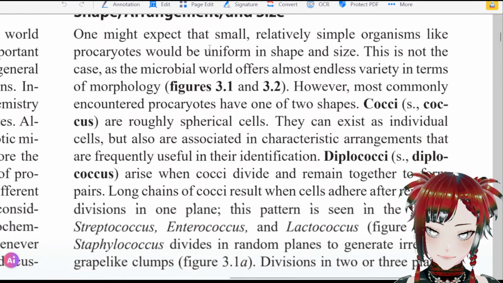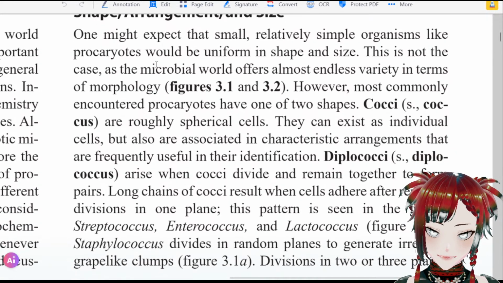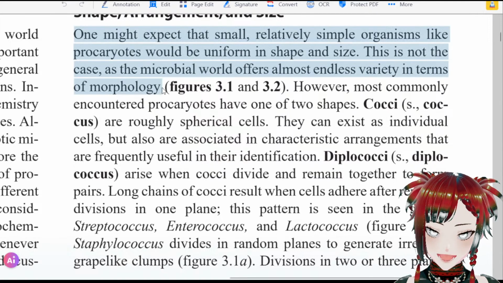Yeah. So this is the line of the day: one might expect that small, relatively simple organisms like prokaryotes would be uniform in shape and size, right? We would think that they wouldn't vary that much because they are simple, but no. They are simpler than eukaryotic cells, but they are not simple in their own right. If you go only towards them, this is not the case, as the microbial world offers almost endless variety in terms of morphology. Figures 3.1 to 3.2. I think we will go towards the figure after we study the structures, right?